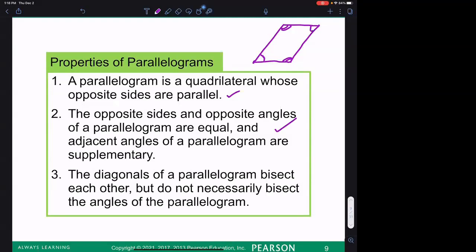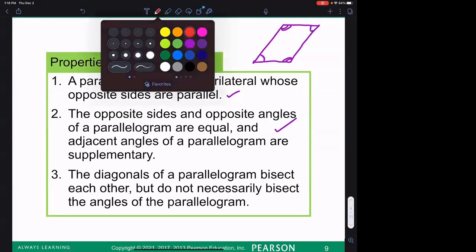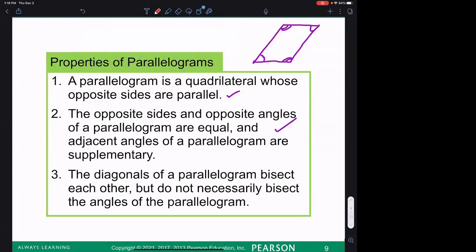Then, if you consider the diagonals of a parallelogram, again, these are properties of a parallelogram, drawing across one diagonal and then the other, there's 2 of them. They bisect each other, so that means the place where they meet in the middle is at the halfway point of each, but do not necessarily bisect the angles of the parallelogram.